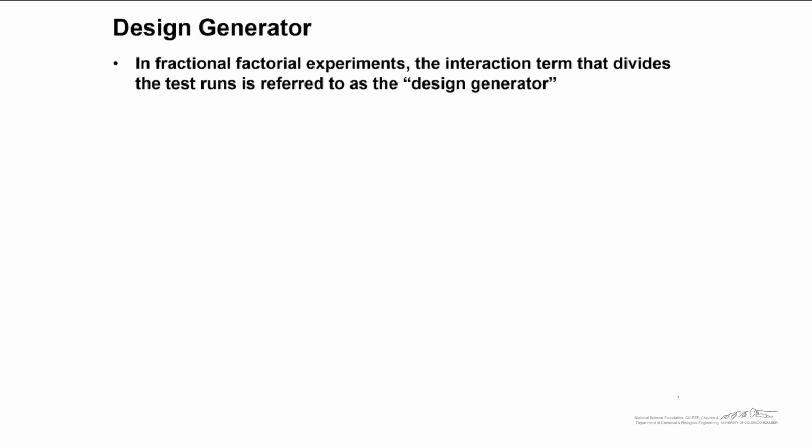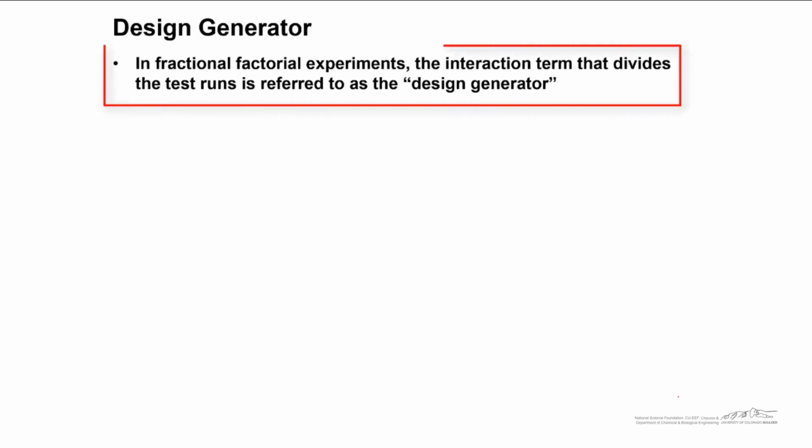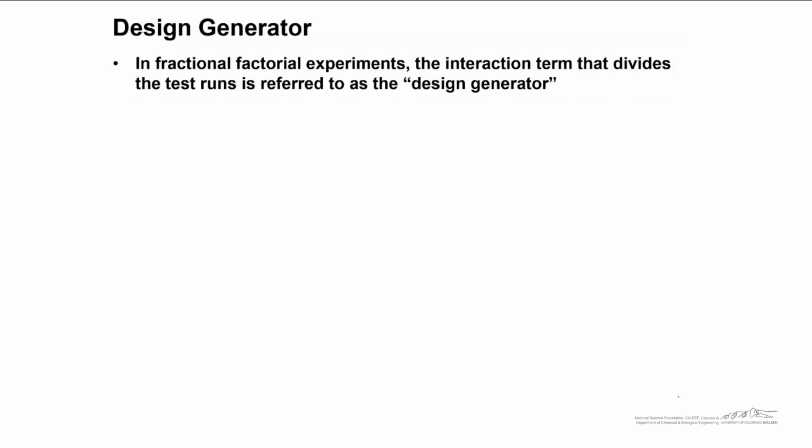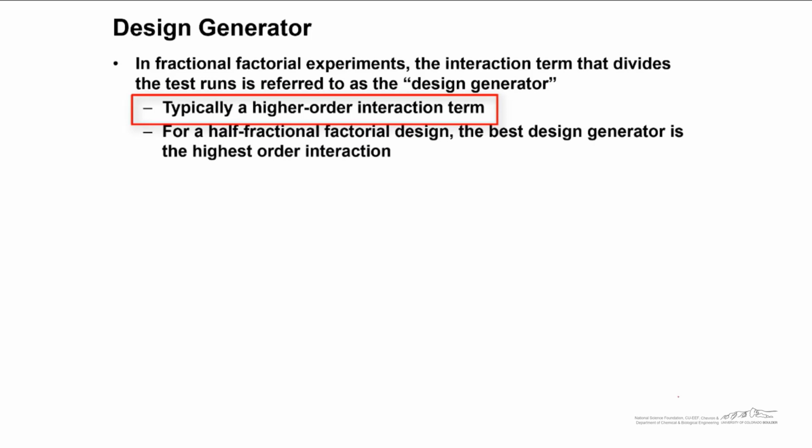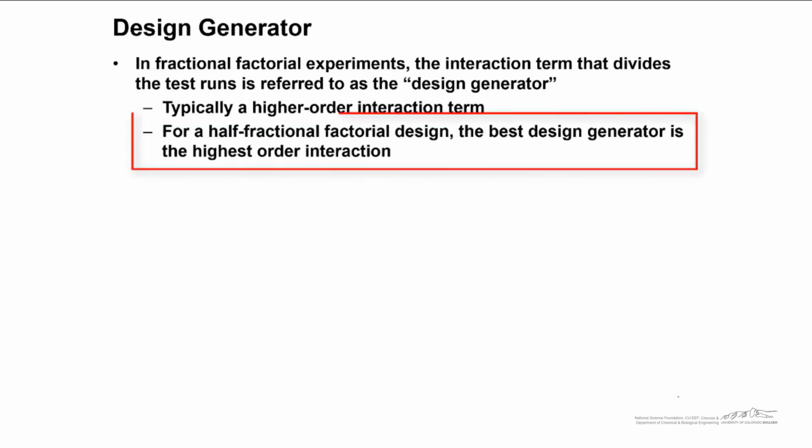So let's talk more about the design generator. In fractional factorial experiments, the interaction term that divides the test runs is referred to as the design generator. And table 14.30 in your book shows the design generators for a bunch of different fractional factorial designs. It's typically a higher order interaction term. In fact, for half fractional factorial designs, the best design generator is the highest order interaction.